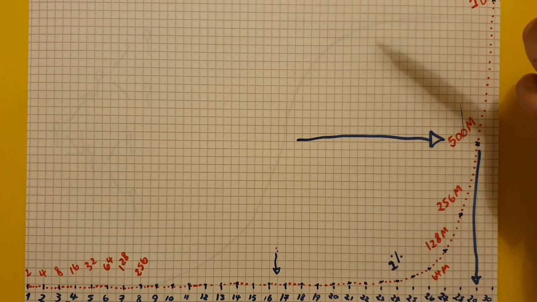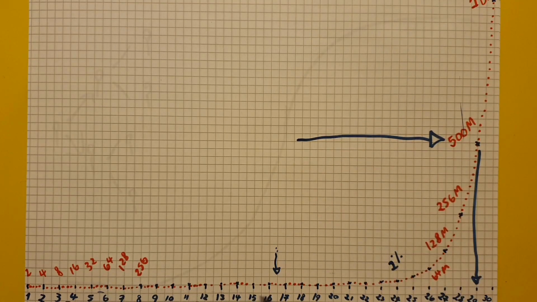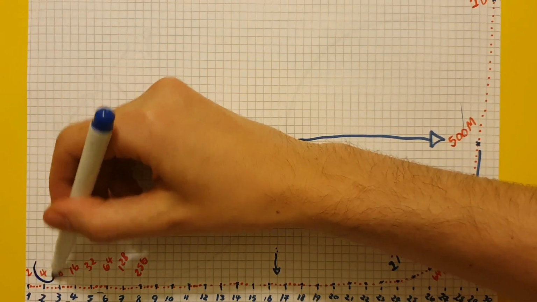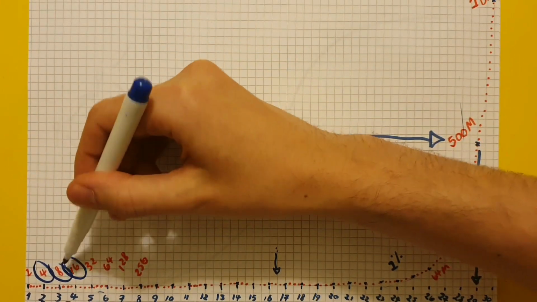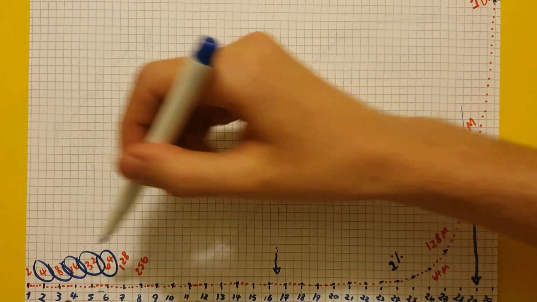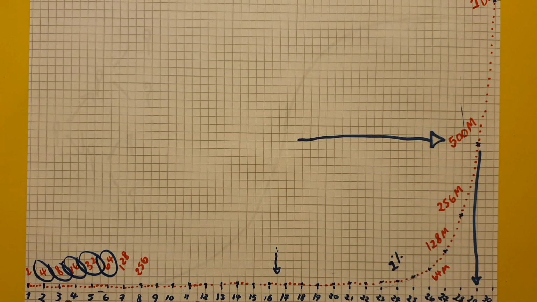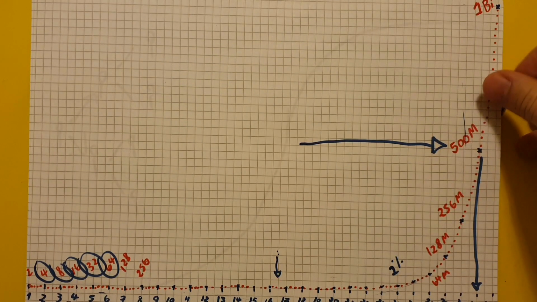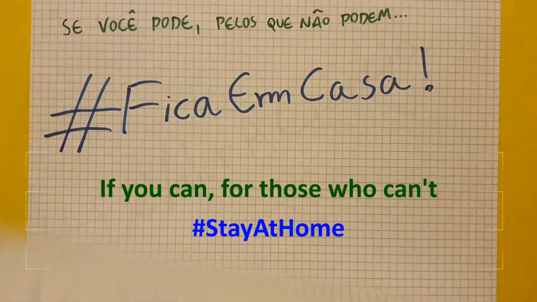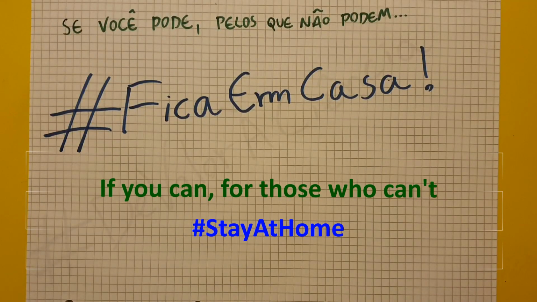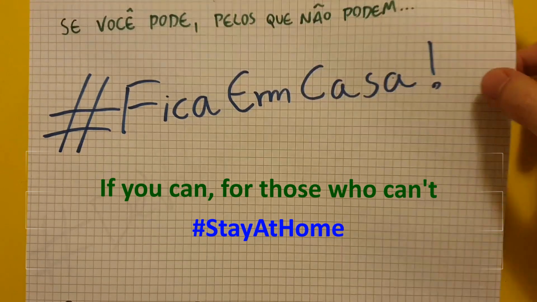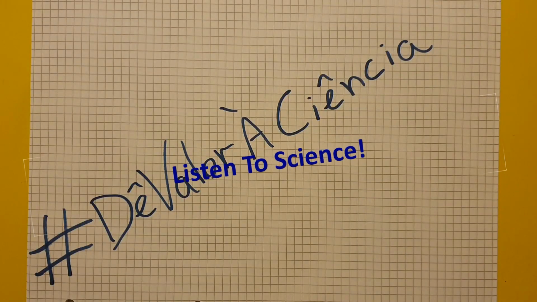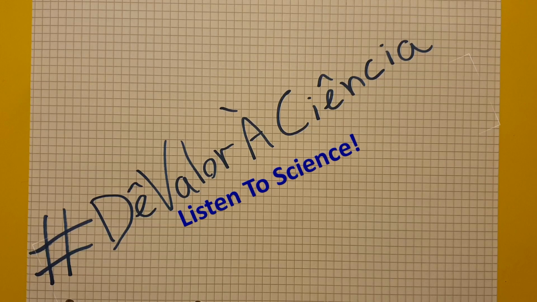With that said, I hope it's clear the importance of listening to the experts who know how this curve works and who can model the exponential growth, and also how important it is to observe those numbers while they're still low, because after a certain moment there is nothing else to be done. So, if you can, and for those who can't, stay at home. And in my opinion, even more important, listen to science. Thank you.